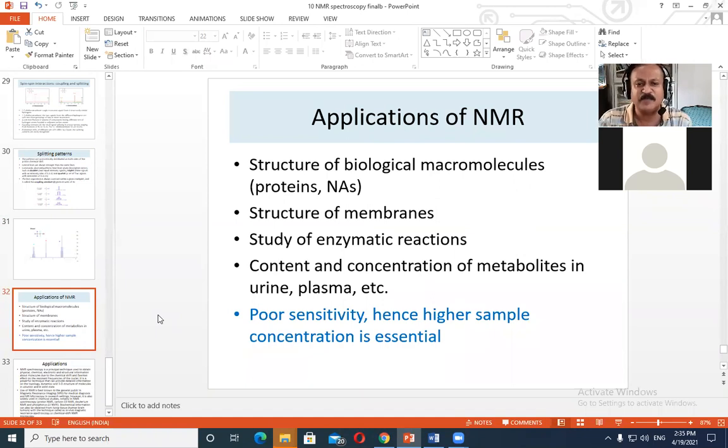Then these are some of the applications I have written. Of course, these applications are not very elaborate. And once again, I will tell you that for any technique which I am teaching you in this particular session, in this particular semester, you are supposed to find out some proper applications from the net or from the literature which I have given you.